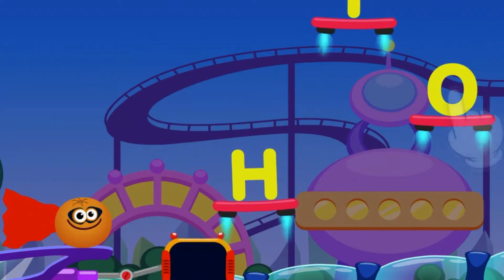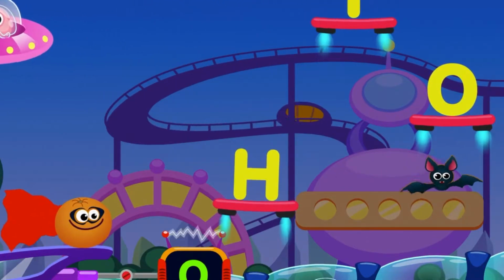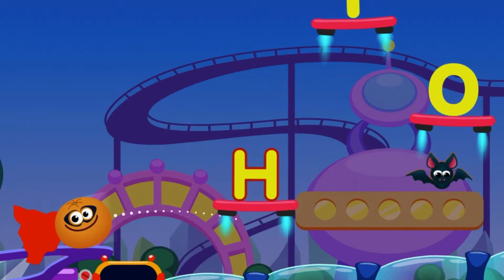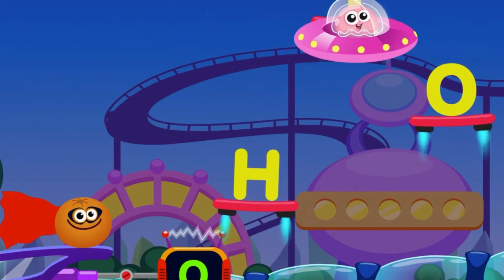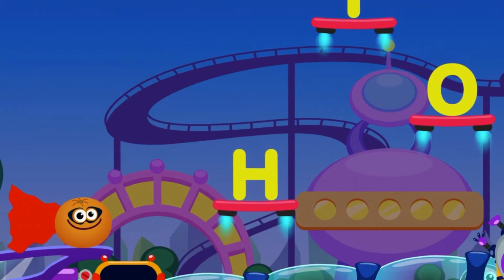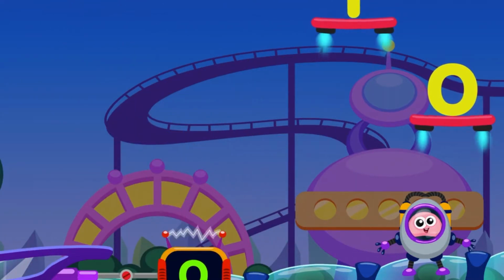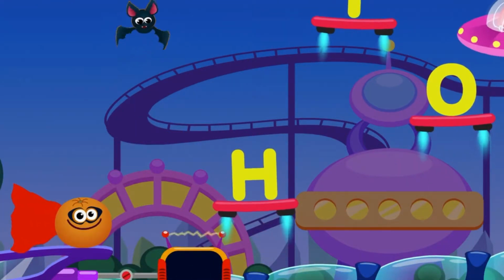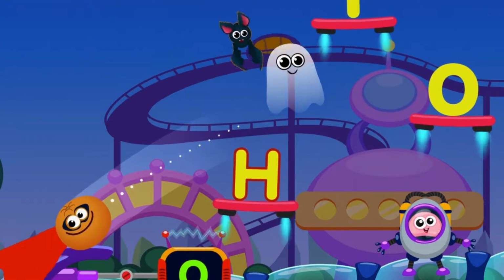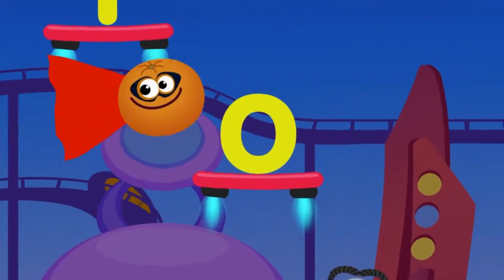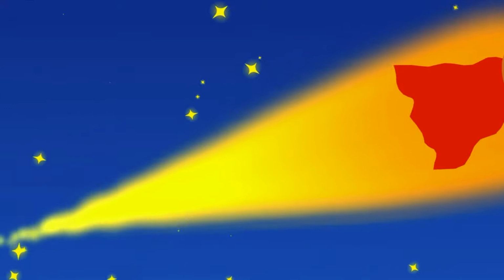O is for orange. Orange. O is for orange. O is for orange. Orange loves the letter O.